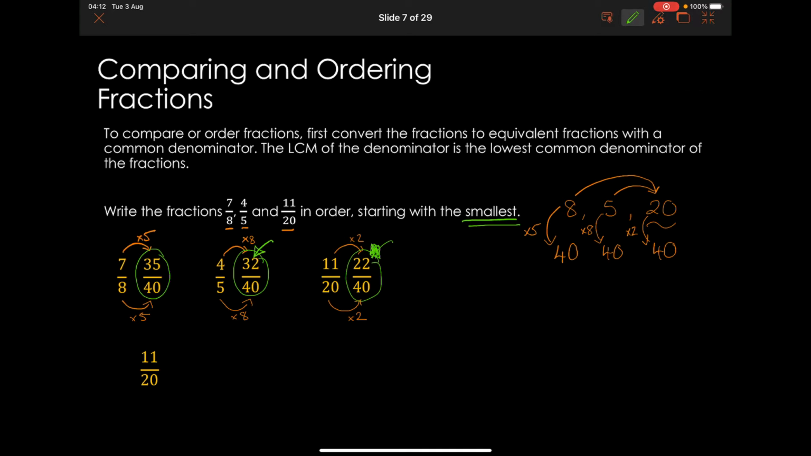We've then got 32, which is our second smallest. So 4/5, and look at how I'm writing them as the original fractions. I'm not writing them as my equivalent ones that I came up with. Okay, I'm writing down the ones that I was given in the question. And then so our last one must be 7 over 8. And you have written those fractions in order of size, starting with the smallest. Okay, because you found a common denominator.